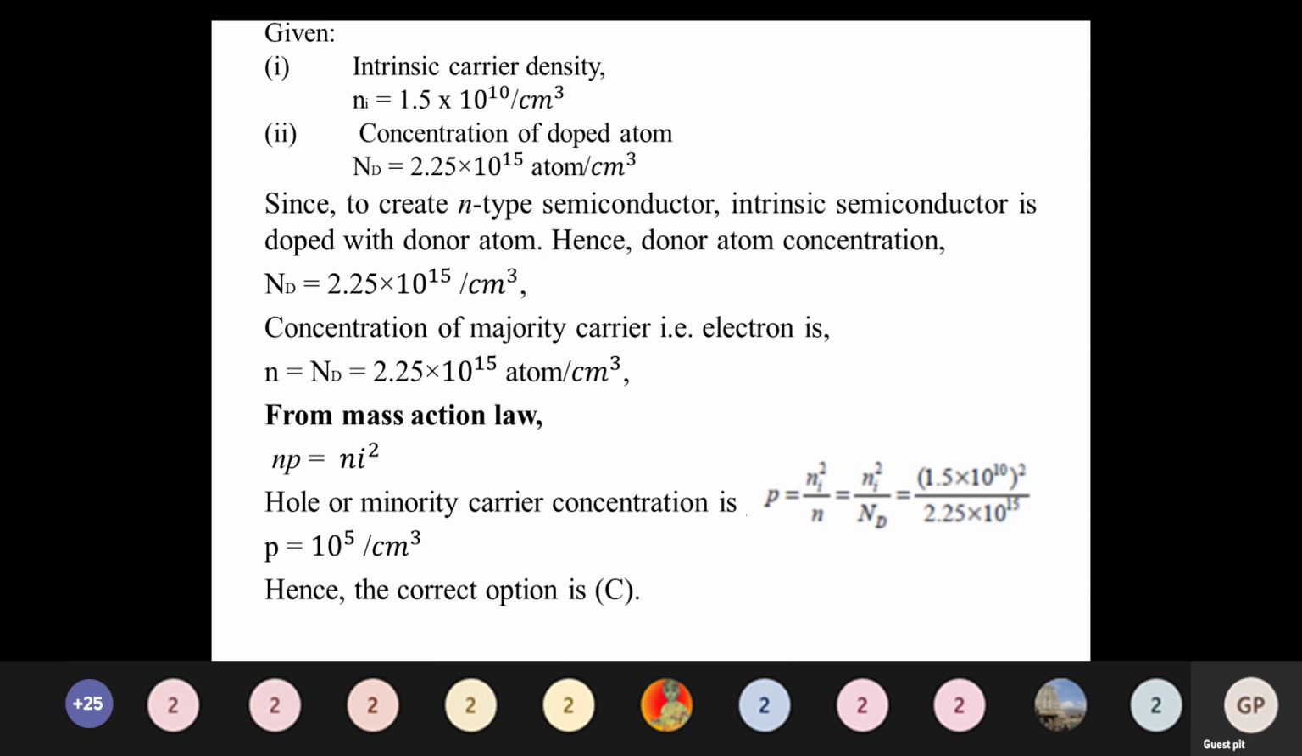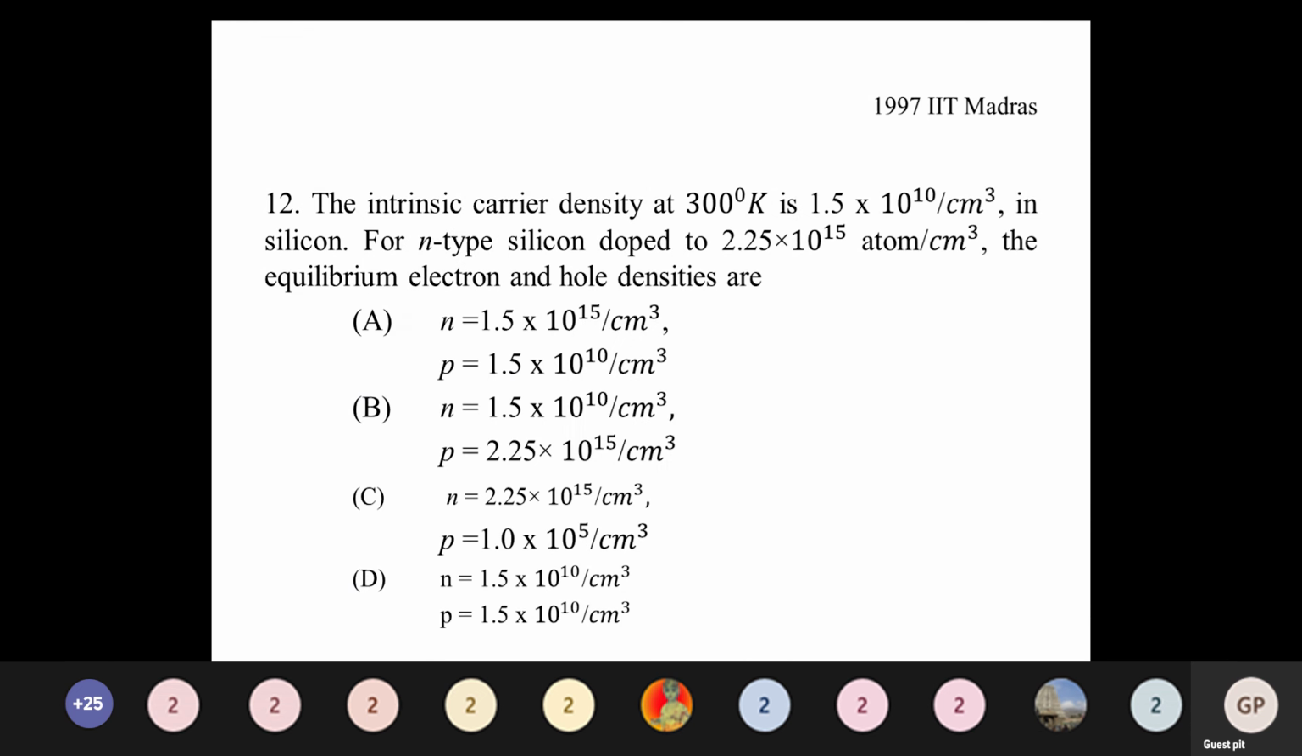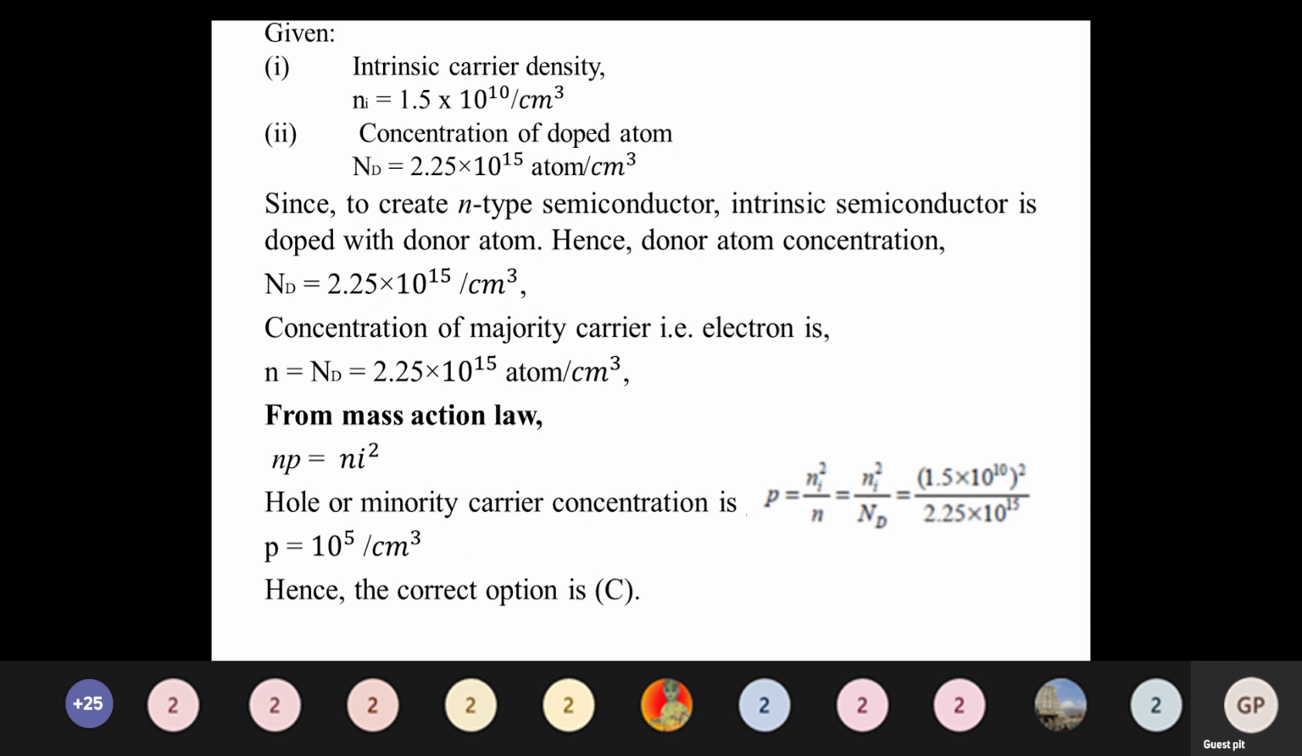First we write the given data. Ni, the intrinsic carrier concentration, is given. And then the concentration of electrons, that is the donor concentration Nd, is also there. So small n equal to Nd, that we can consider, because here they have given n-type silicon doped. Doped atom means it is a donor atom. So small n equal to Nd, 2.25 into 10 to the power 15.